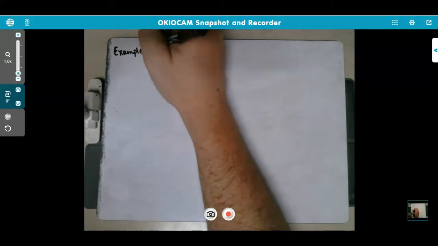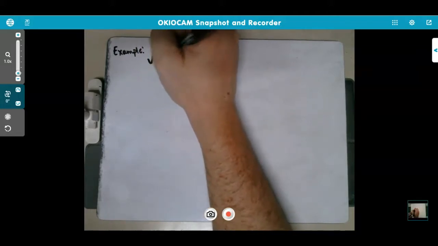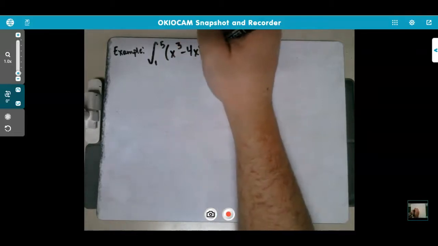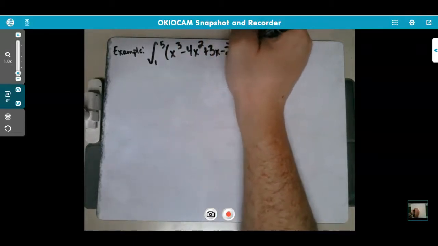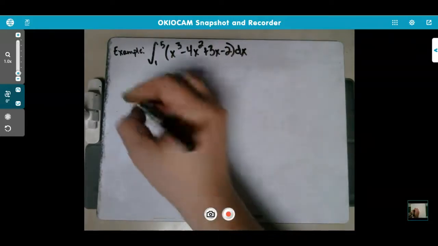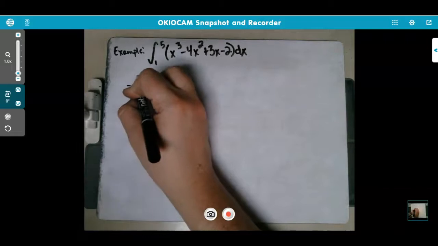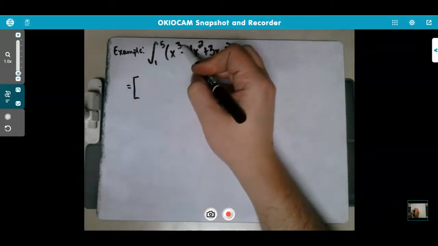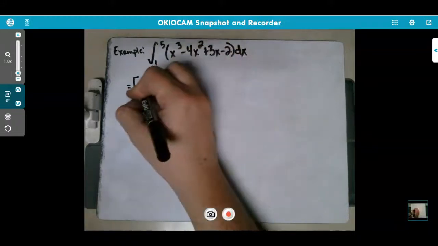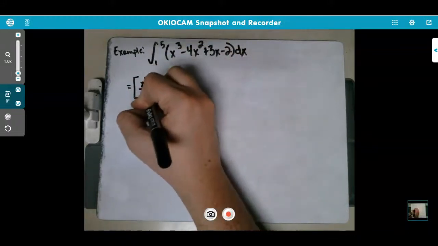Integral from 1 to 5 of x cubed minus 4x squared plus 3x minus 2 dx. Remember, the first thing first is I'm going to take the antiderivative, add 1 to my power, and then divide by that thing. So add 1, we get a 4. So x to the 4th over 4.